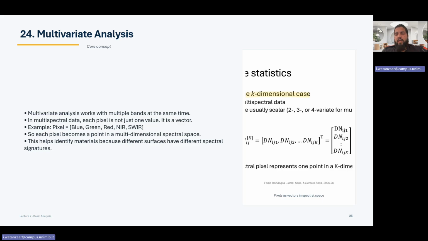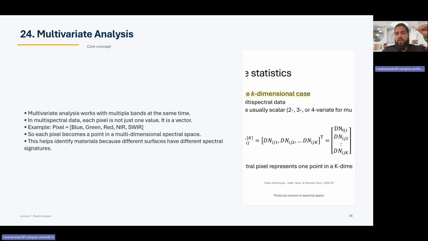In multispectral and hyperspectral data, a pixel is not just one value, it is a vector. For intuition, we can give the example of a cabinet with multiple drawers. In each drawer, we have multiple values, which is exactly a vector. An example of pixel values: blue, green, red, near infrared, or shortwave infrared. Each pixel becomes a point in a multi-dimensional spectral space. So this is a point in a space; a single point we can also call a vector in a space.